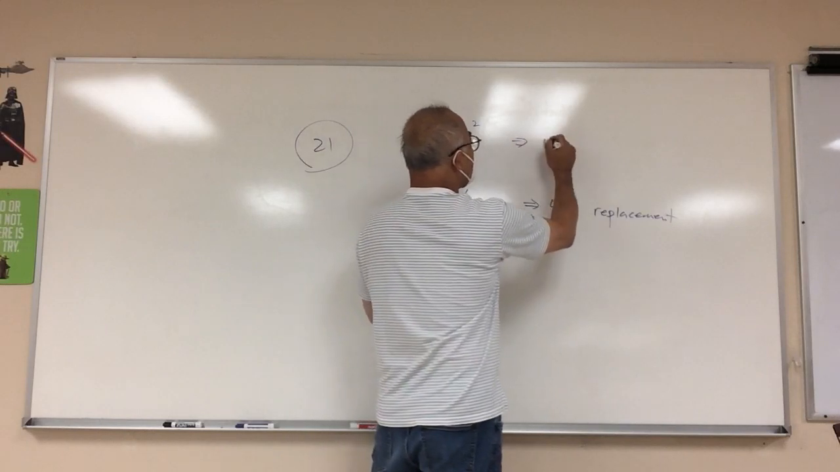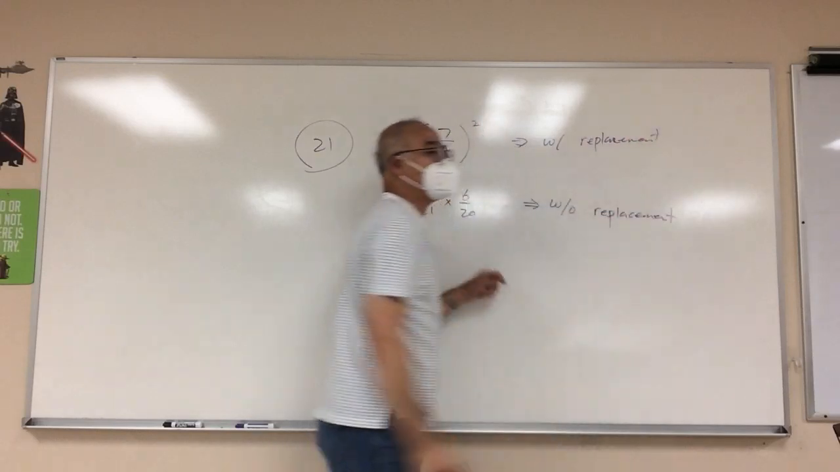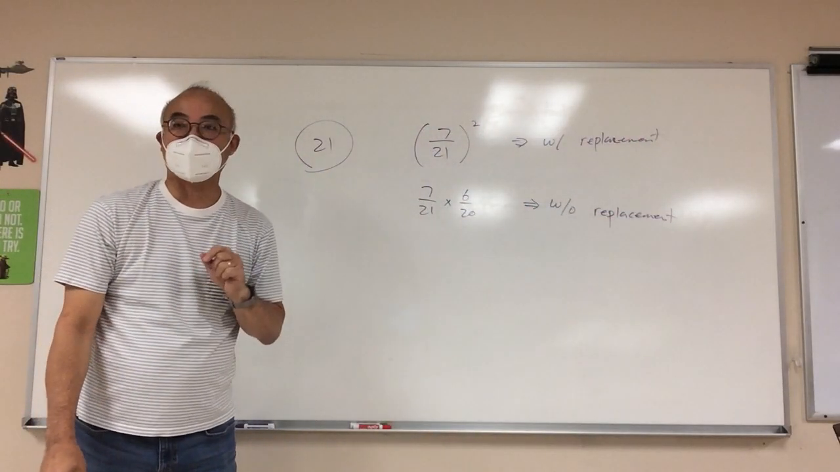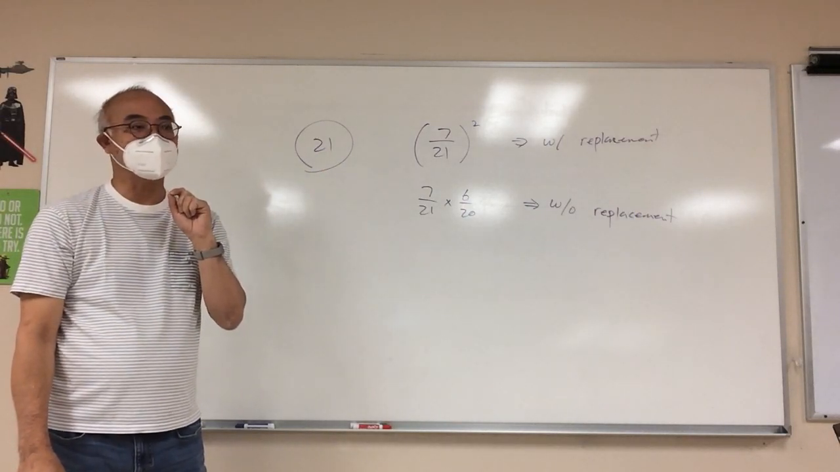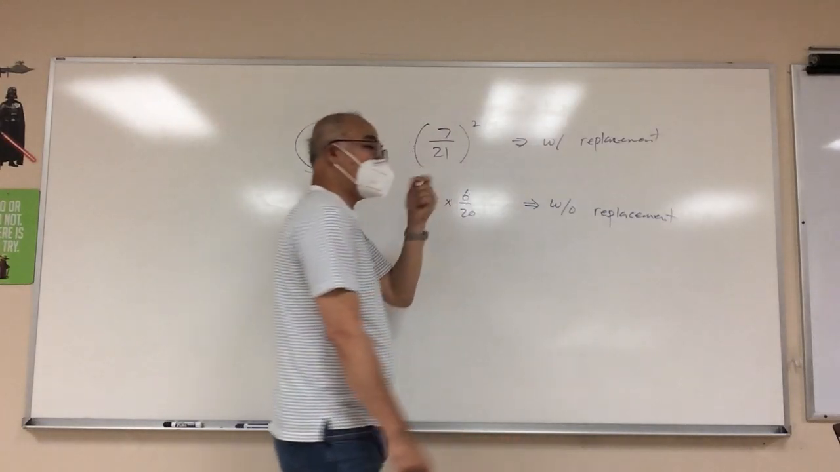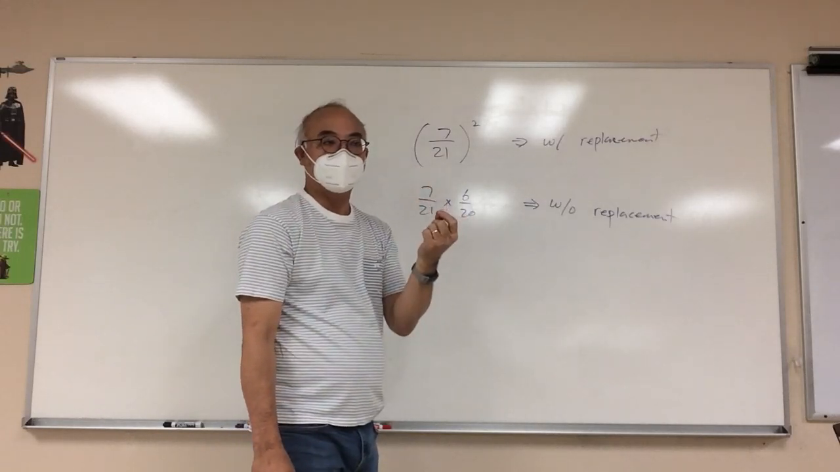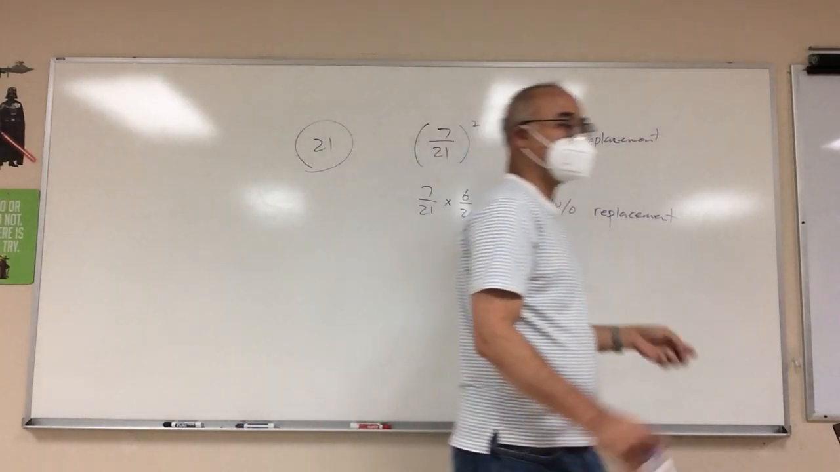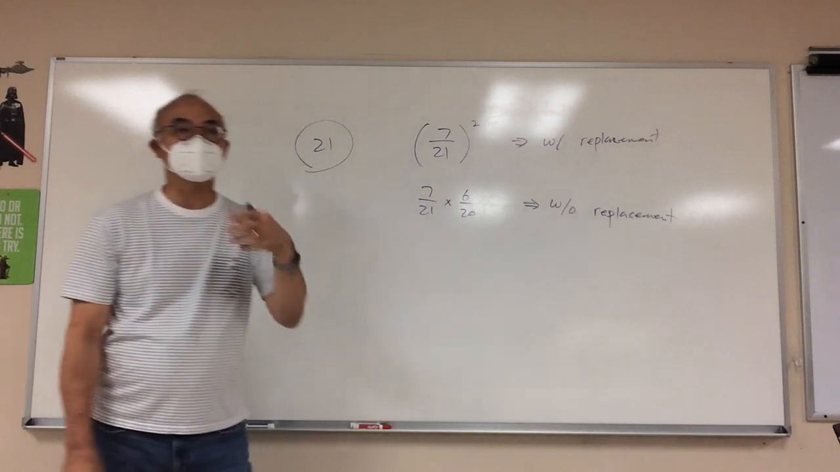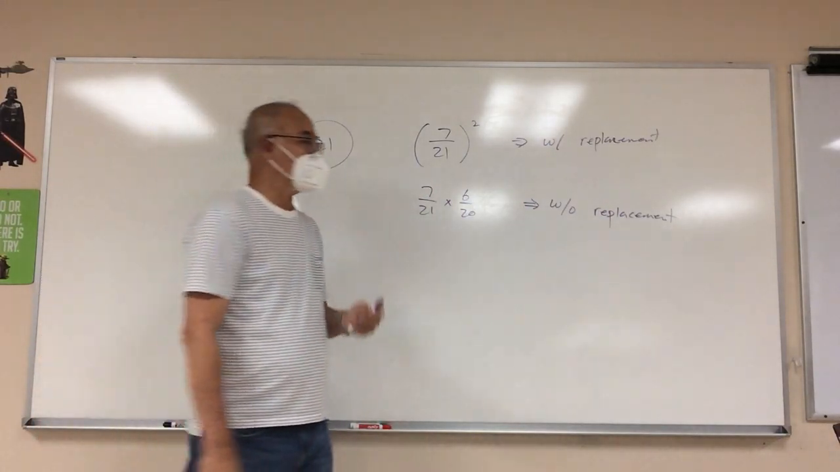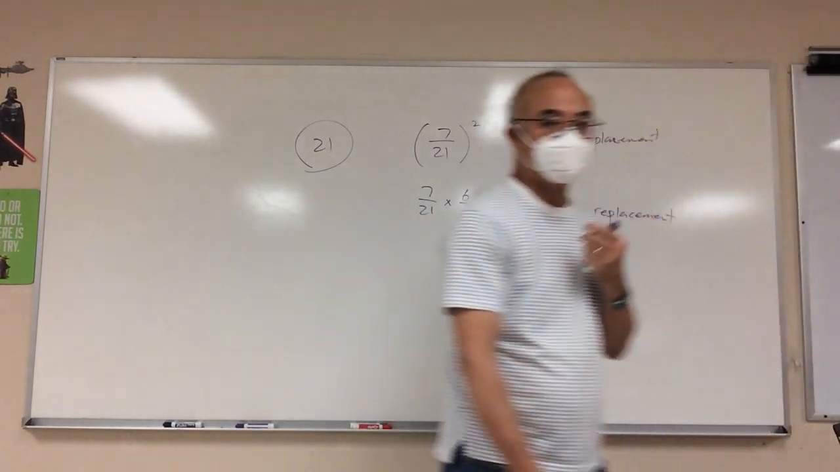This one is with replacement, right? In other words, I pick one out. Oh, it's blue. I put it back in, and I pick again. Everybody see the difference, right? Because with replacement, I put that back, so now I still start with the 21 marbles. Okay, so that's the difference. Pay close attention when you read the question, whether it's with replacement or without replacement. Okay, let's go to the next one, page 321, number 17.